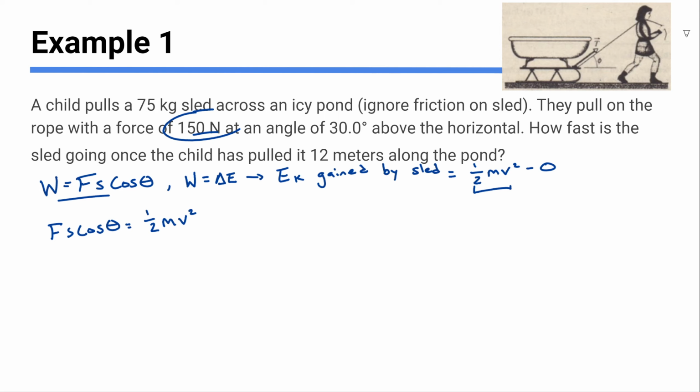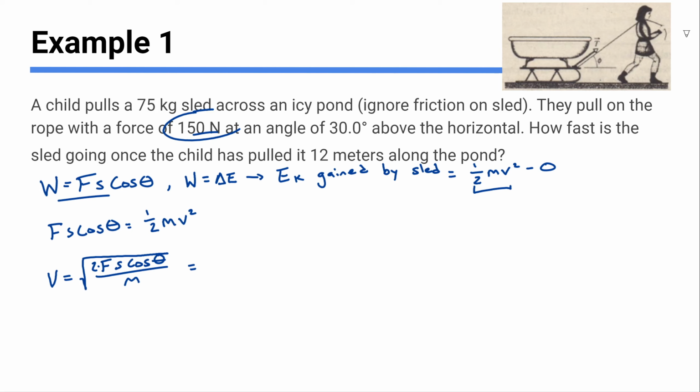Okay, so let's solve for v. I'm going to multiply both sides by 2, divide both sides by mass, and then square root. I'll do this all at once. You do as many steps as you like. But okay, I'm going to have 2 times F s cosine theta over m, all under a square root, is my speed.